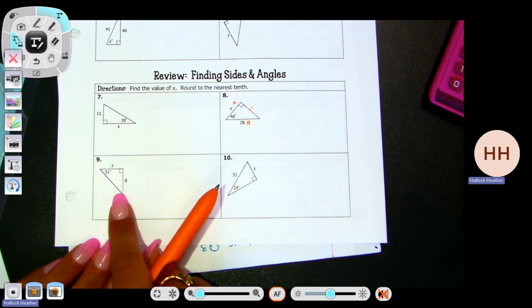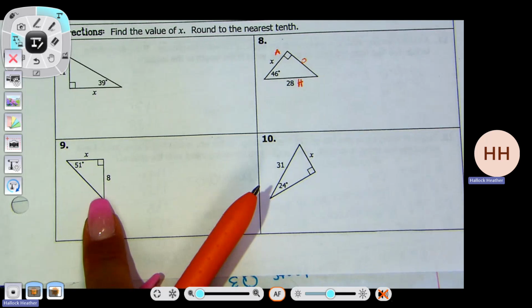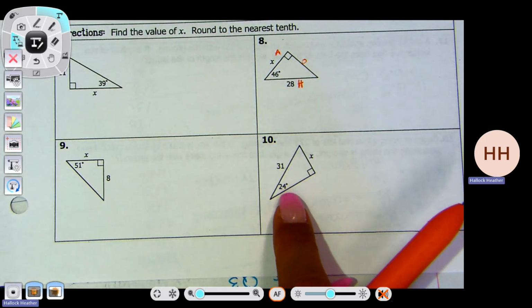Okay. Number 9 should have been tangent. So what do we get if we use tangent? 6.5. And then 10 should have been sine. What do you get? 12.6.